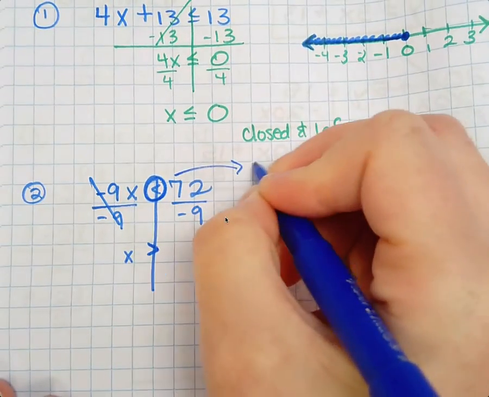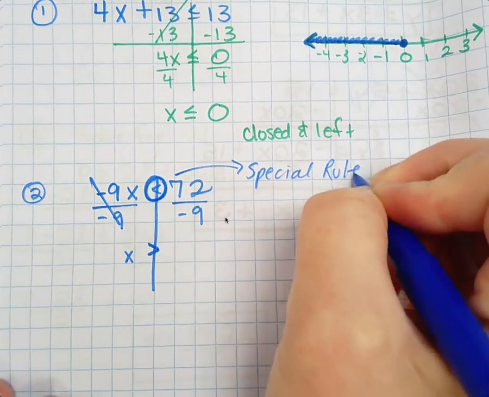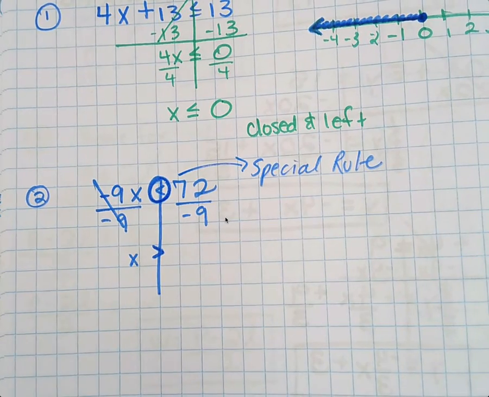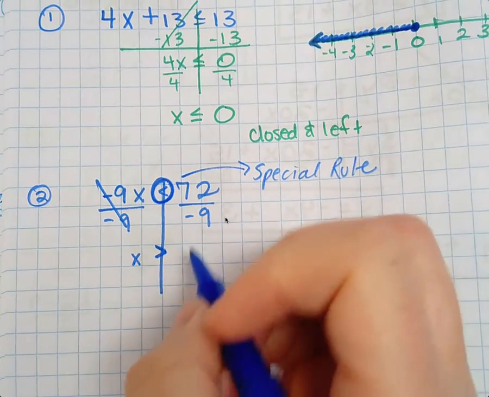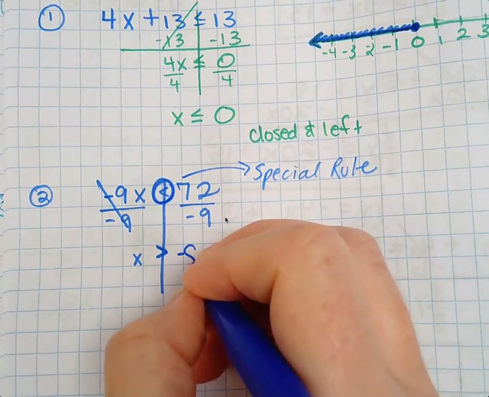So this is the special rule. You have to switch the symbol around. So 72 divided by a -9. -8, good.